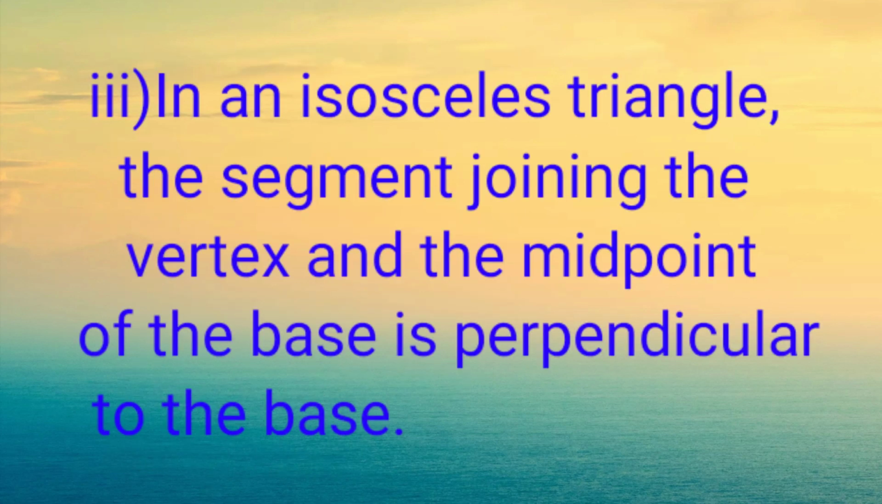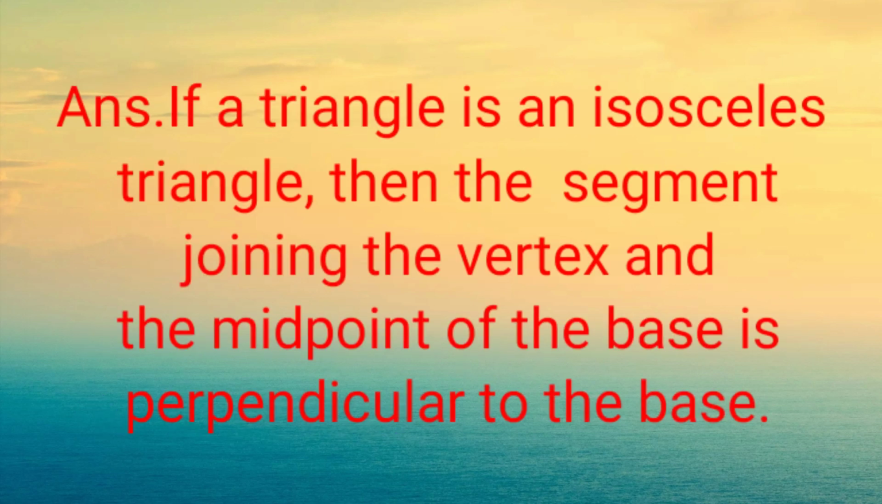Question number 3. In an isosceles triangle, the segment joining the vertex and the midpoint of the base is perpendicular to the base. Answer: if a triangle is an isosceles triangle, then the segment joining the vertex and the midpoint of the base is perpendicular to the base.